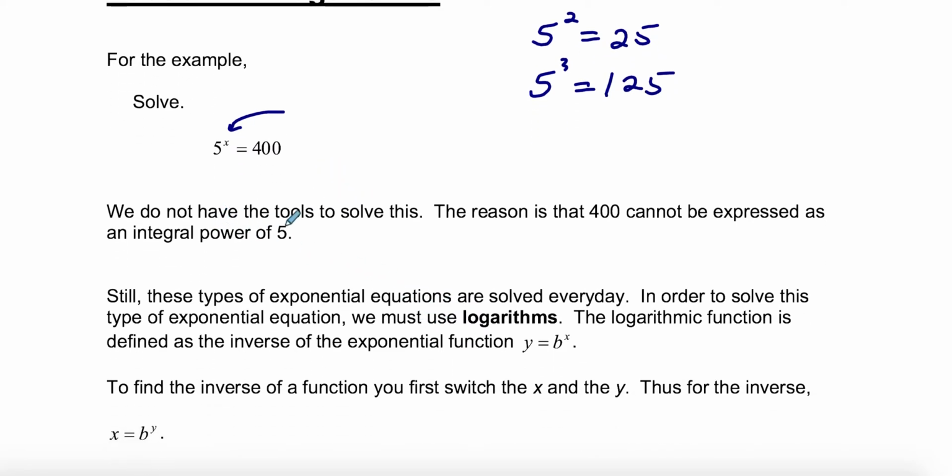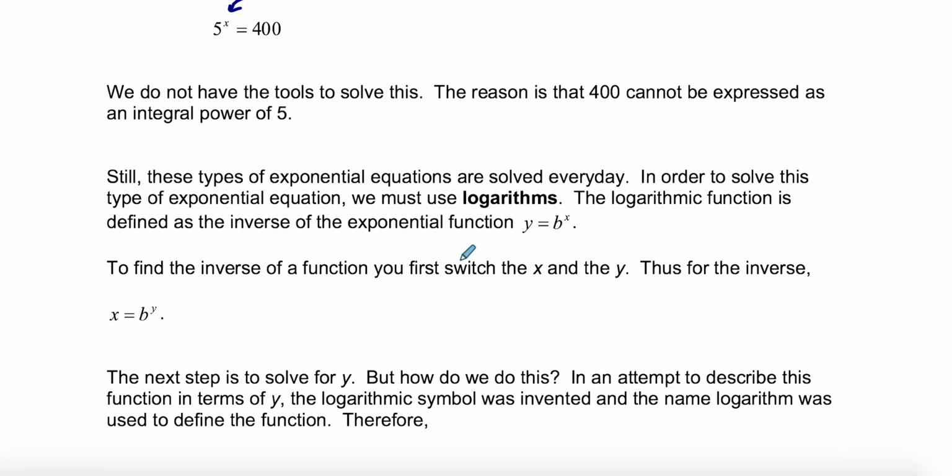So far, we don't have the tools to solve this. Part of the reason is that we would get a decimal. Still, these types of exponential equations are solved every day. In order to solve this type of exponential equation, we must use logarithms. So the logarithmic function is defined as the inverse of the exponential function. We've talked about inverse functions before, or the inverse of functions that we were looking at in Unit 2. The inverse of an exponential function is a logarithmic function.